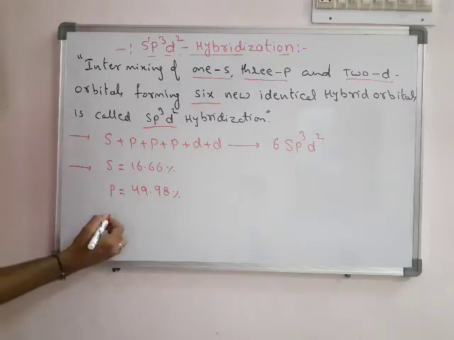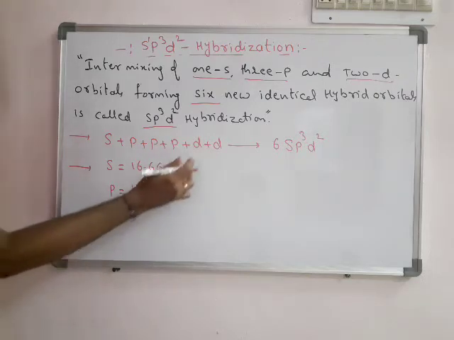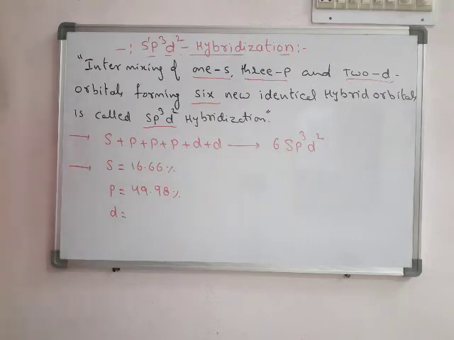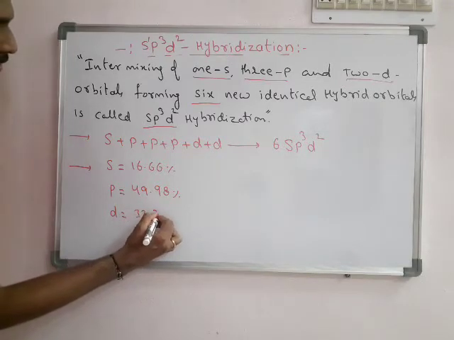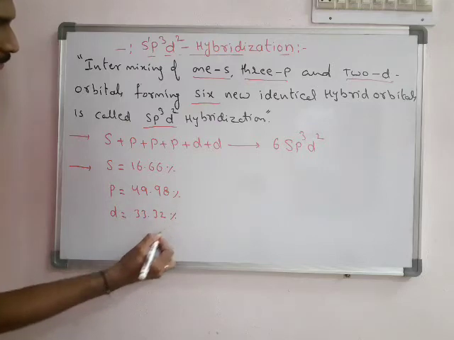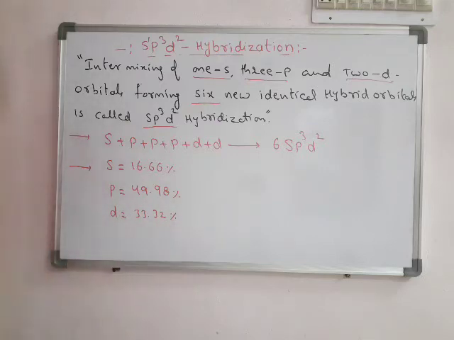So next, what about the d? How many d's are there? 2 units of d are there. So 1 unit is having how much? 1 unit is 16.66. How many d units are there? 2 units are there. So obviously it is having 33.32 percentage. Okay, so these are approximate percentages.